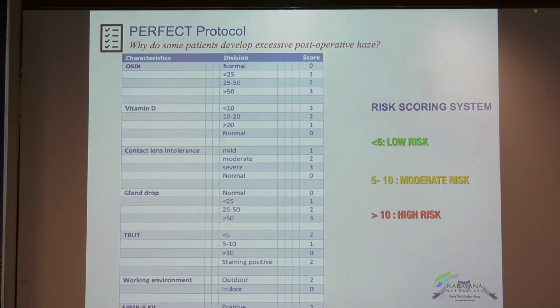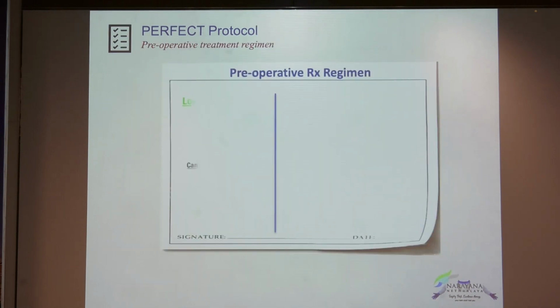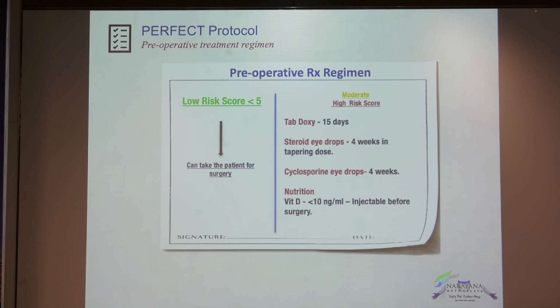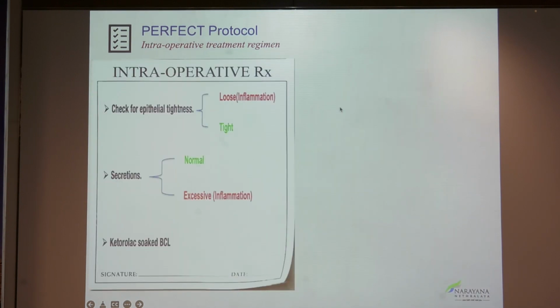So we divide the risk scoring system into less than 5, 5 to 10, and more than 10. If it's less than 5, you can take the patient up for surgery. But if it's moderate to high risk, before surgery, treat them with a short course of steroid and cyclosporin, and treat the vitamin D, and then take the patient up for surgery.